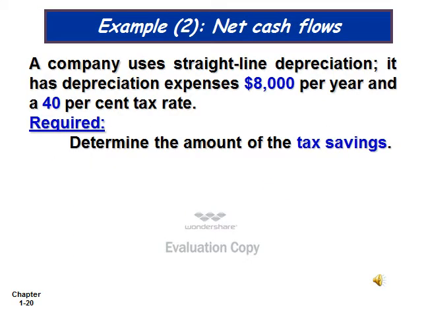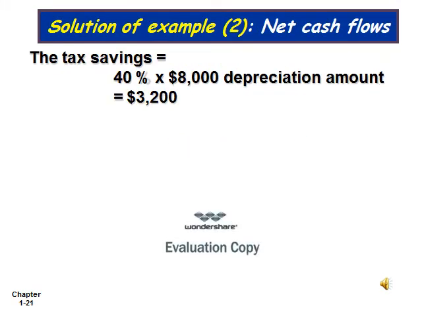Example 2. A company uses straight line depreciation. It has depreciation expenses of $8,000 per year and a 40% tax rate. Required: determine the amount of the tax savings. So the tax saving equals 40% times $8,000 depreciation amount, which equals $3,200.